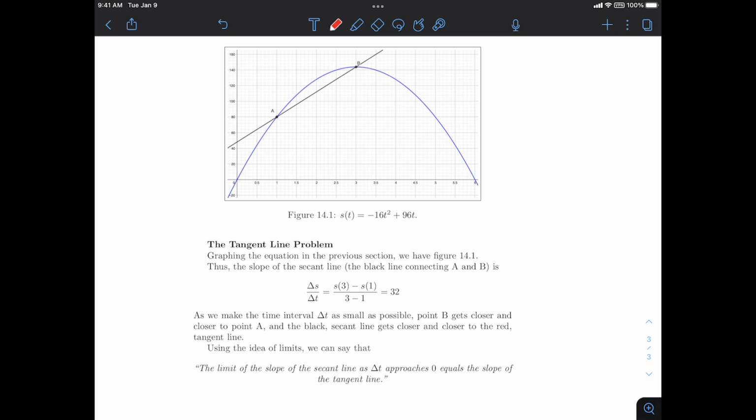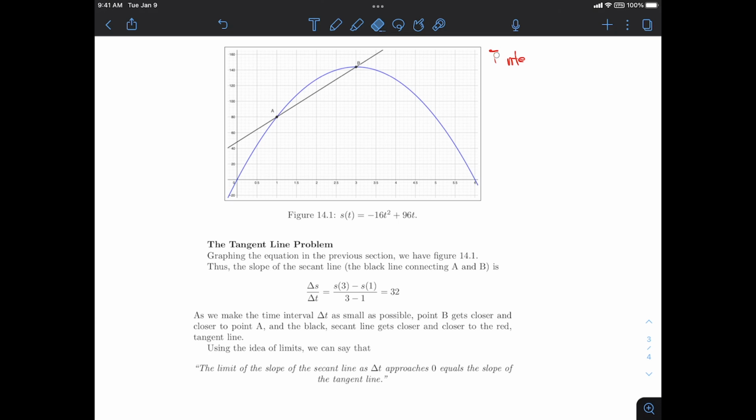The tangent line problem is the problem of finding a tangent line to a graph at a given point. For example, this is the graph of s of t equals minus 16t squared plus 96t. So this is a parabola, concave down and all that. And let's say I want to find the tangent line at point A, which is (1, 80) on that graph.